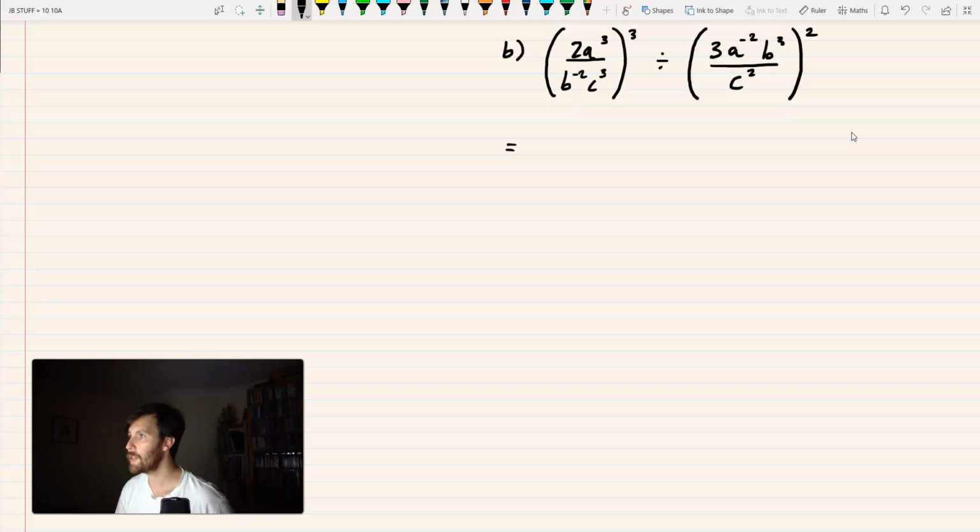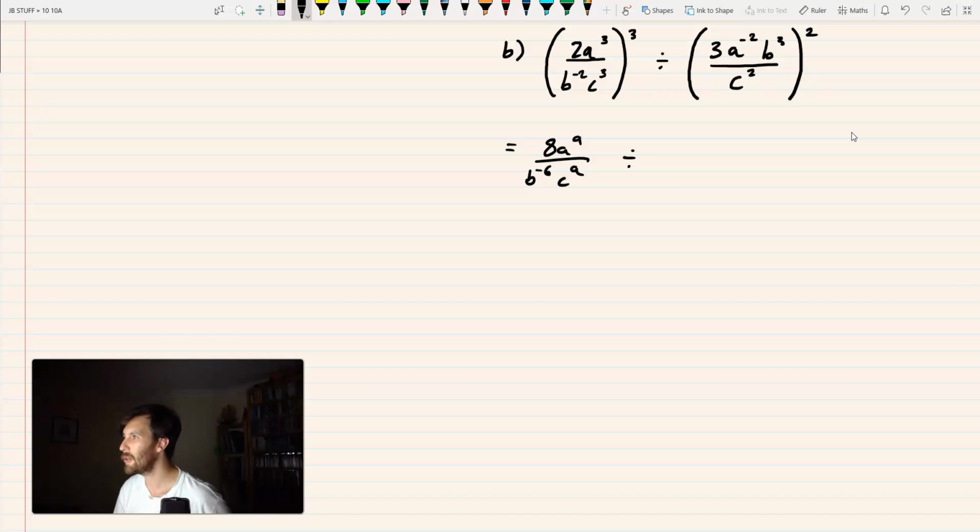So we've got 2 to the power 3. I'm just going to write that as 8. a to the power 3 times 3, which is 9. b to the power negative 2 times 3, which is b to the power negative 6. c to the power 3 times 3 is c to the power 9. Cool. Divide that by, and then bracket number 2.